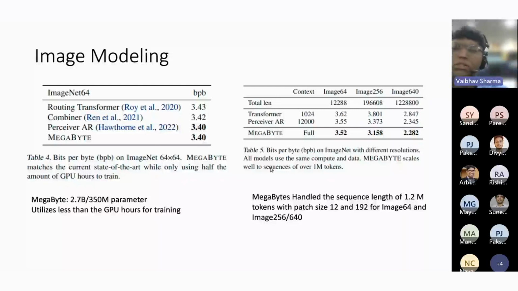They also tried to check their performance on higher resolution. For that, instead of image 64 they used image 256 and image 640 datasets also. They said their Megabyte model handles a sequence length of 1.2 million tokens, but the transformer and Perceiver had problems going above 1024 and 12,000 context length. They also said it achieved state of the art compared to the other models for bits per byte evaluation for the image modeling part.